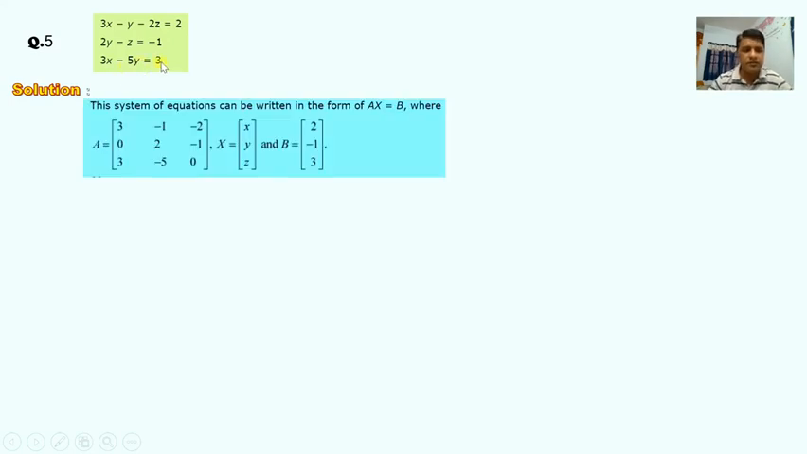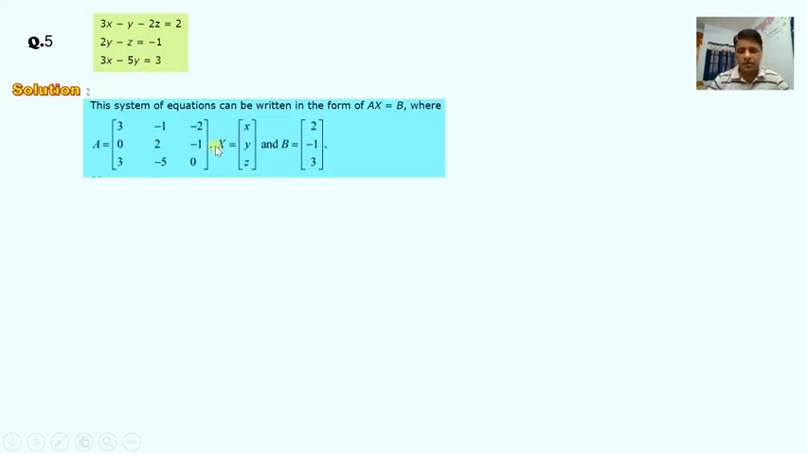Now we take a little different question where the value of determinant A is 0. That means the matrix is singular. Now when the matrix is singular, let us see what will happen. So let us have a question: 3x minus y minus 2z is equal to 2, and 2y minus z is equal to minus 1, 3x minus 5y is equal to 3.